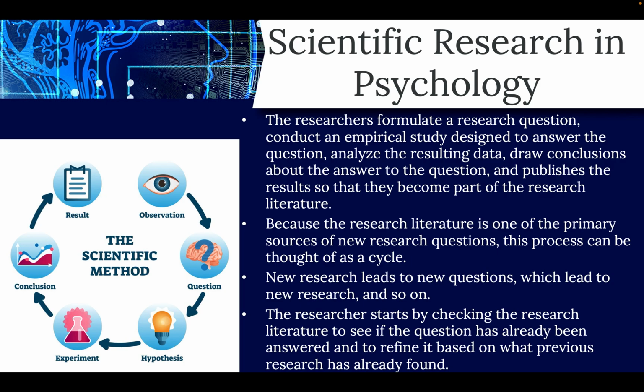The researchers formulate a research question, conduct an empirical study designed to answer the question, analyze the resulting data, draw conclusions about the answer to the question, and publish the results so that they can become part of the research literature. That's how it works. Because the research literature is one of the primary sources of new research questions, this process can be thought of as a cycle, and this is a scientific method cycle.